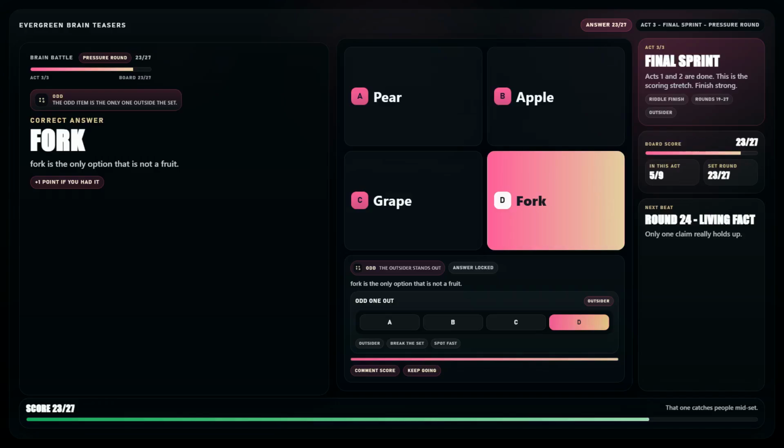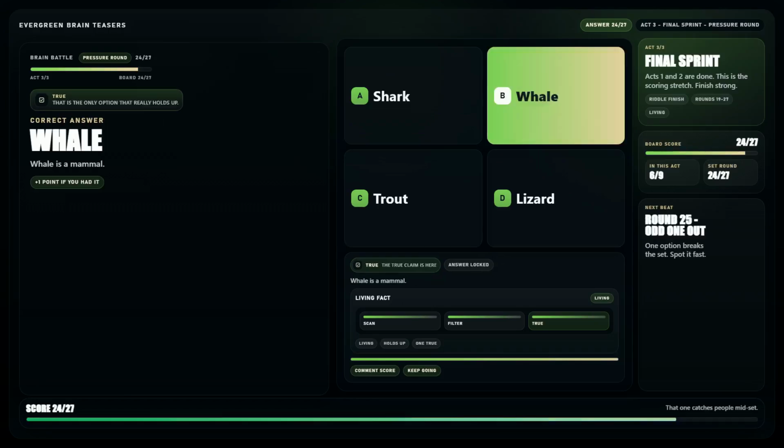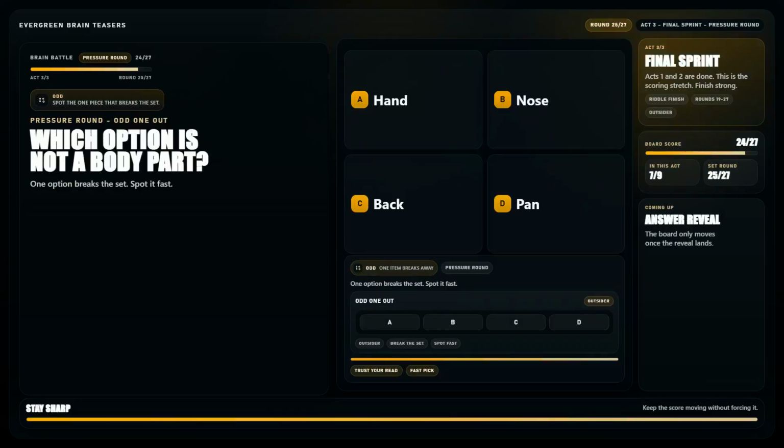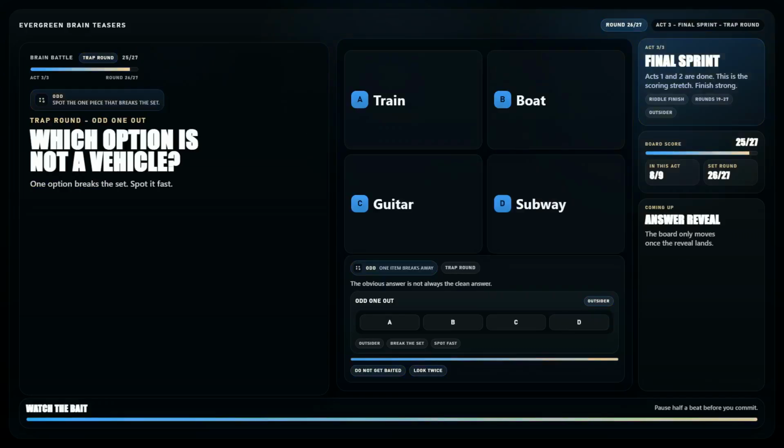3 belong together. Back switch. Which animal is a mammal? Whale. Outsider switch. Which option is not a body part? Bun. That is the outsider. 3 belong together.